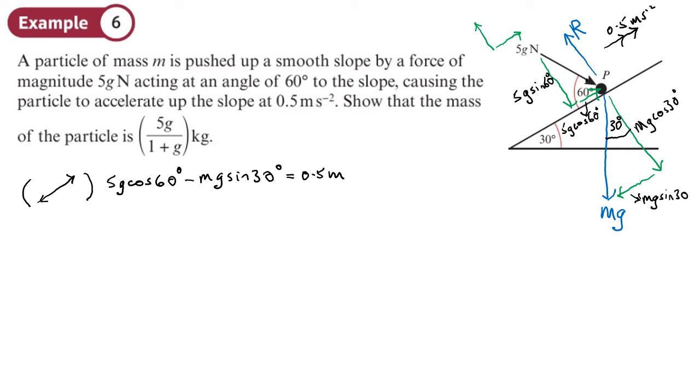Let's have a look. Let's work some of these things out. So 5g cos 60. Is that a nice number? Yes, 24.5. So let's change that to 24.5, minus mg cos 30. So that's half mg equals 0.5 m. Okay, we'll leave that like that for the moment because we may not need to work out m, but we've got that.